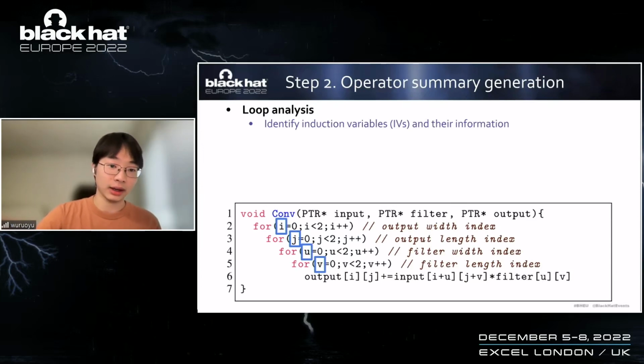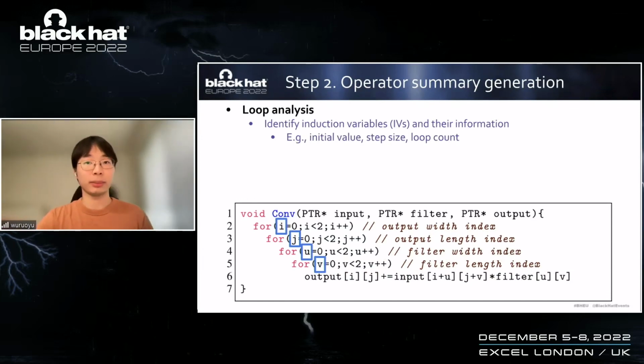For instance, in the figure below, the induction variables are the variables I, J, U, V, highlighted in the blue box. We also identify their information, such as initial value, step size, and loop count. For the variable I in the figure, the initial value, step size, and loop count are 0, 1, and 2 respectively. It's an easy example. I think everyone can follow it.